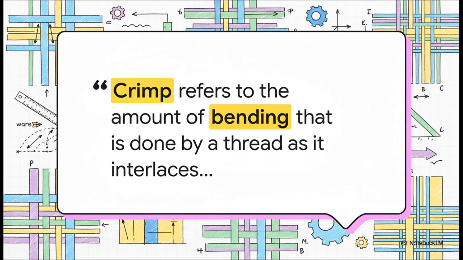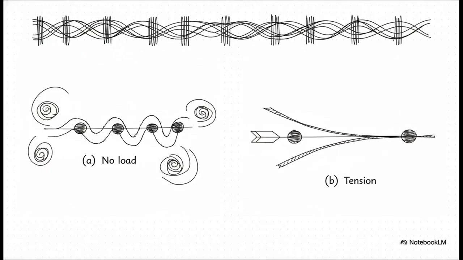All right, now for a really crucial concept, but one you might not have heard of: crimp. Crimp is basically just the waviness of the yarn. It's that up and down path a thread takes as it weaves over and under all the other threads. And this picture shows it perfectly. See on the left, that natural, wavy path of the yarn in the fabric? That's the crimp. Now, what's cool is that it acts kind of like a tiny spring. When you pull on the fabric, like you see on the right, that wave straightens out. This is what gives woven fabrics that little bit of stretch and give.